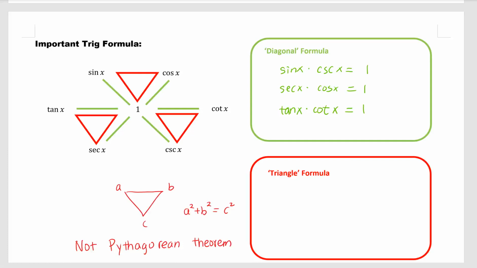Alright, so be careful with that. So, let's look at the first upside down triangle. We have sine square plus cosine square equals 1, right? The second one, we have tangent square plus 1 square, which is 1, equals secant square. And the last triangle, we have 1 plus cotangent square equals cosecant square. You see, this hexagon helps us to remember the 6 trig identities.